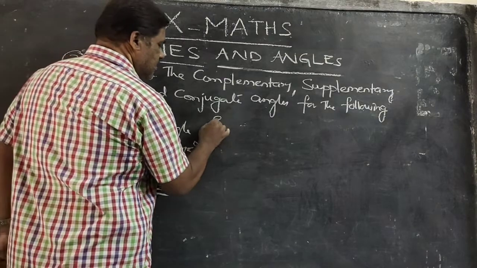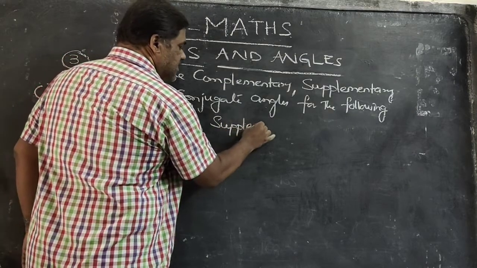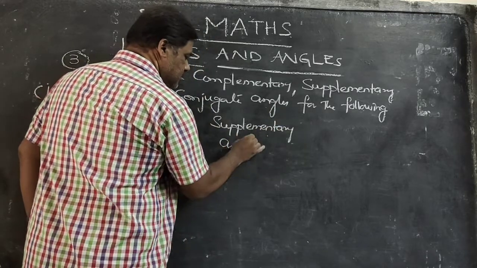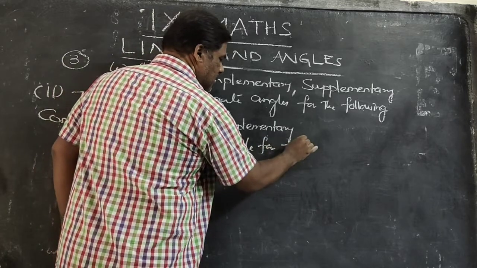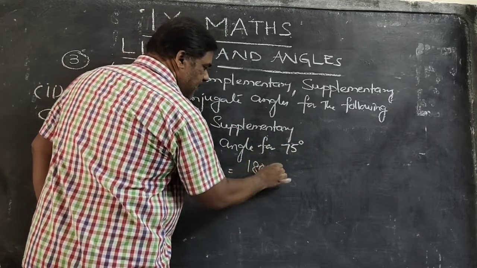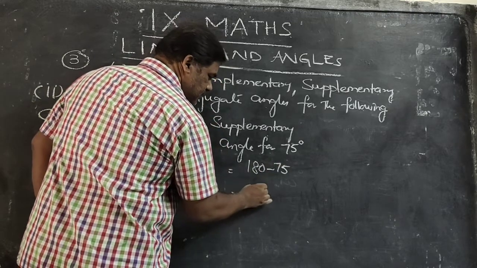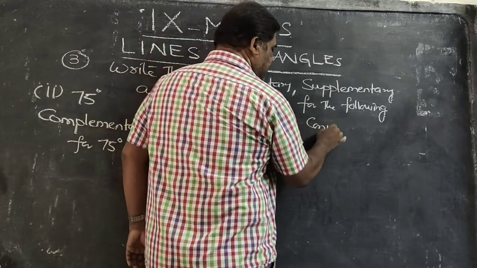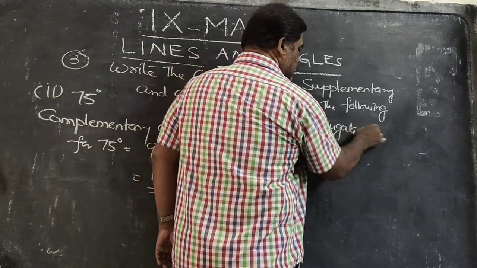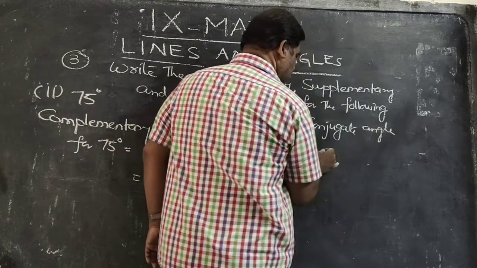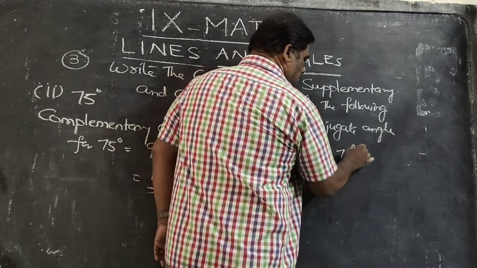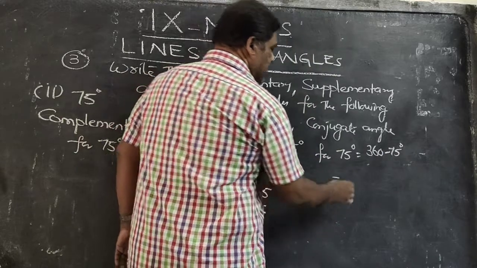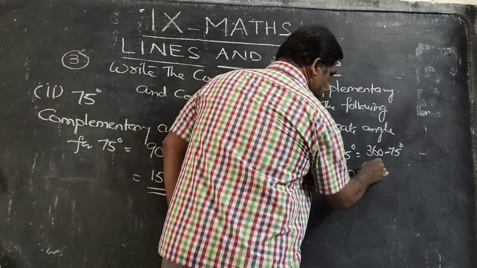Next, supplementary angle for 75 degrees. Supplementary angle means you have to subtract from 180 degrees. Now conjugate angle for 75 degrees. Conjugate angle means from 360 degrees you have to subtract 75. So it is 285 degrees.